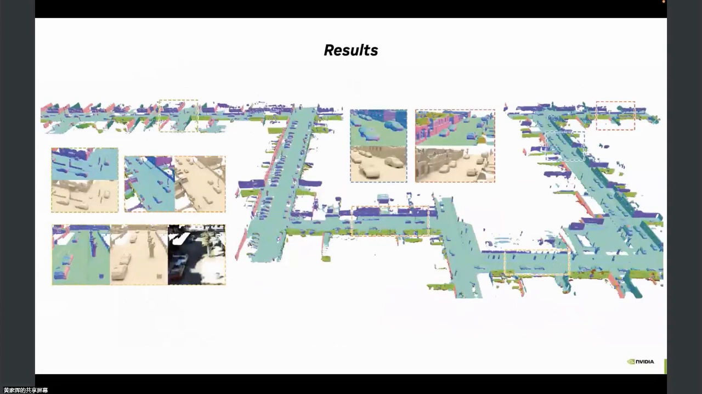Also, another good attribute of using sparse convolution is that the final linear system that we construct is also sparse, which means that we can do both the feed-forward pass and the solver in a very efficient manner. So we could reconstruct scenes like these very large-scale driving scenes.